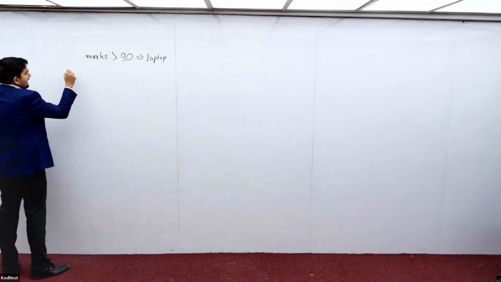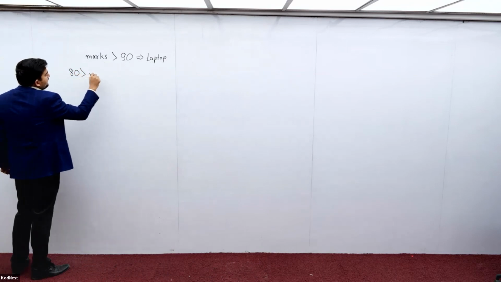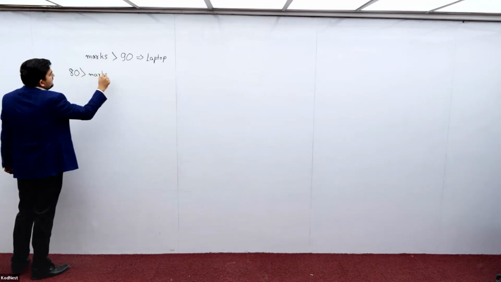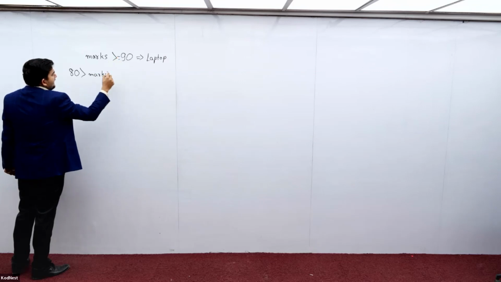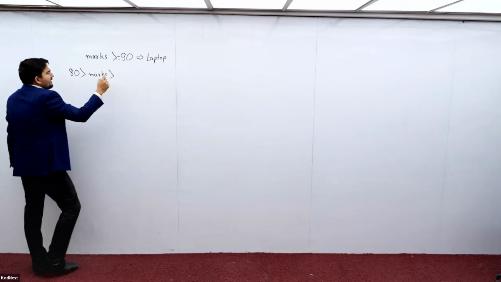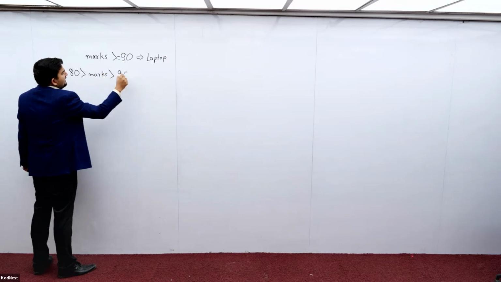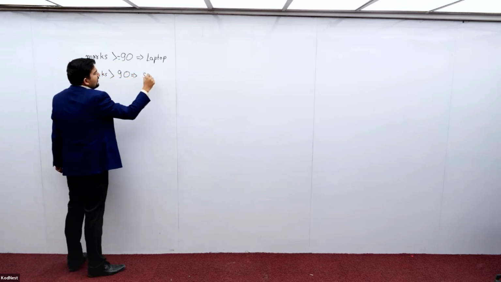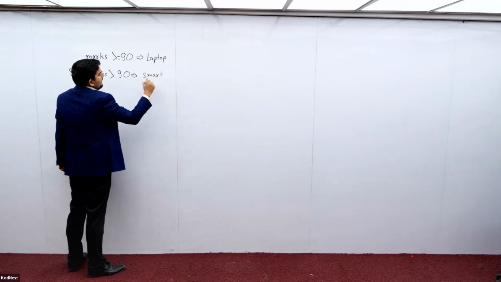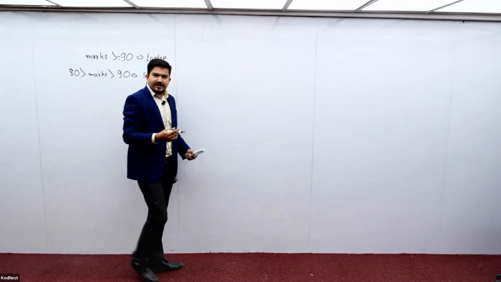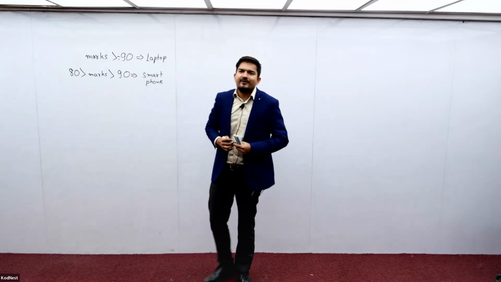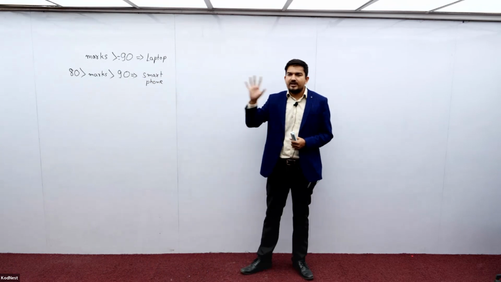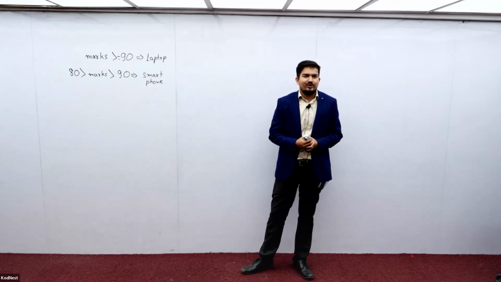The case is that if we are getting more than 80%, greater than or equal to 80, but somewhere less than 90% of the marks, in this case, what are we going to get? We are going to get a smartphone. You were happy that, okay, I will try for the laptop, but if I don't get the laptop, at least a OnePlus smartphone I am going to get for sure.